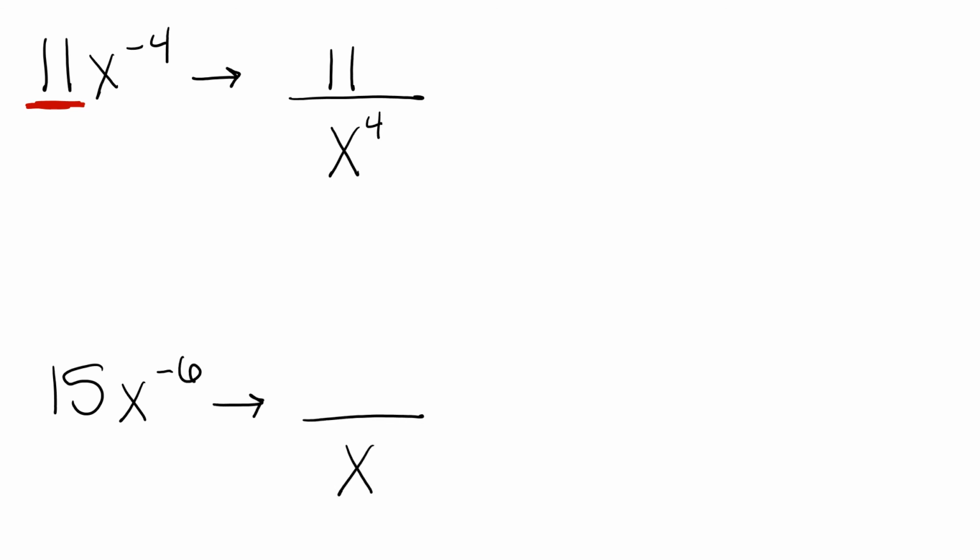In our next problem, 15x to the negative 6th, the base number x goes in the denominator. The negative 6 changes to a positive 6 when we write it as a fraction. The 15 is out in front, so the 15 stays on top.